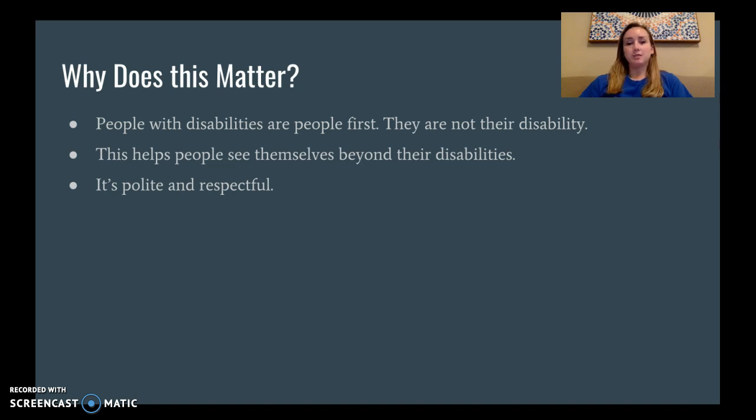And then finally, it's really polite and respectful, and it's not about being politically correct. It's not about anything like that. It's just about we're seeing people with disabilities and disability advocacy groups saying that this is how people want to be referred to, so we're just trying to be respectful of the fact that people are saying this is how I would like to be referred to, and so I think the least we can do is just kind of respect those wishes.